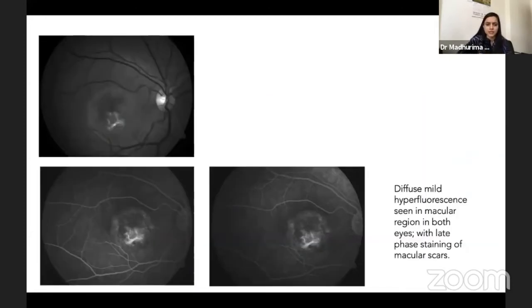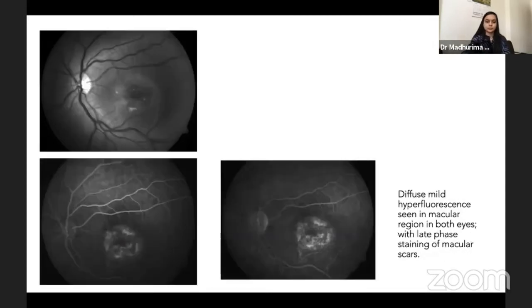The first picture is a red-free photograph, and the lower panel shows pictures from the FFA, in which we can see a diffuse mild hyperfluorescence in the macular region, and the most significant finding was that of staining of the macular scars. Similarly, in the left eye, we can see a diffuse mild hyperfluorescence, which is not increasing in size in the late phases. There is staining of the macular scars, but there is no other extramacular lesion or any focal leak or any gravitational tracts that can be appreciated.